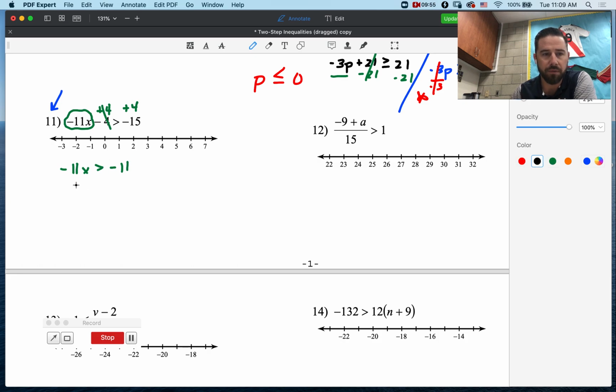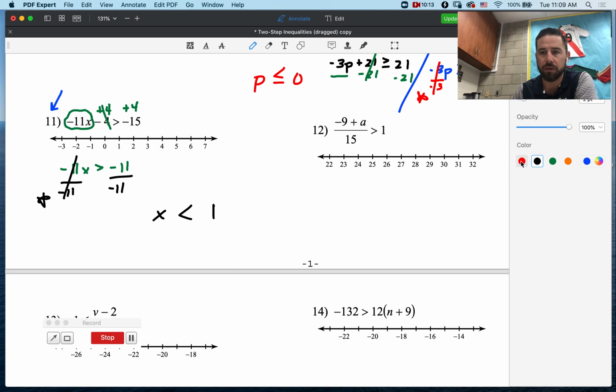Okay, we got to divide by negative 11. Divide by negative 11. Oh man, that's a negative, isn't it? So I know I'm going to have to flip the sign from that way to that way. That cancels. I have my x, and this is positive 1.